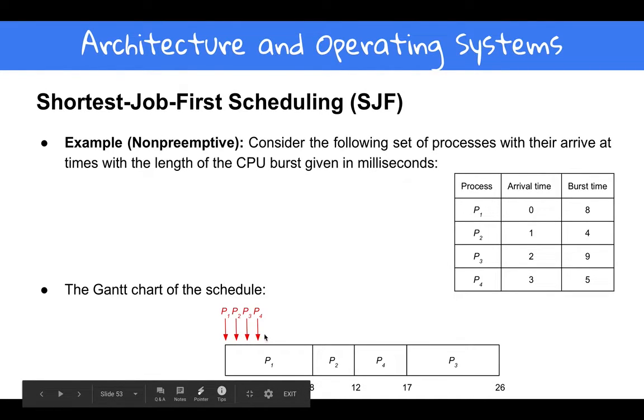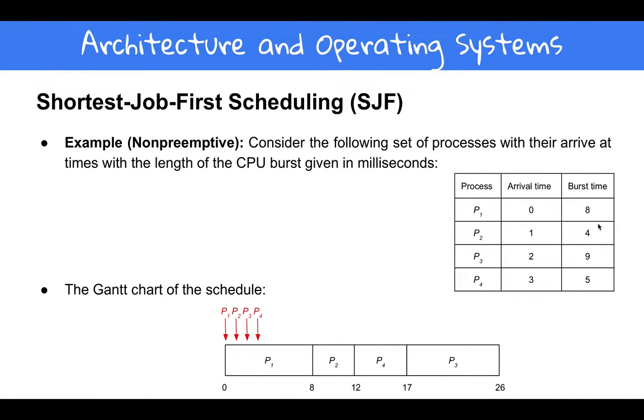Now we have 3 processes here. We have P2, P3 and P4 available. Which one should be executed first? We look at the burst time. We choose the shortest one. P2, 4 seconds, 8 plus 4, 12. Next one is P4 between these two, because P1 and P2 executed, these two remaining.